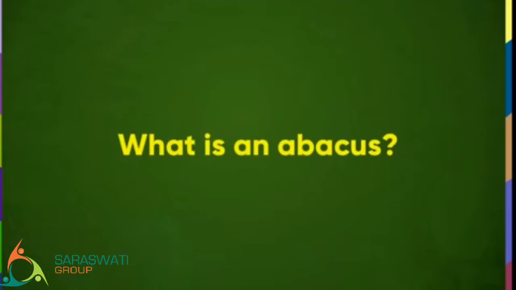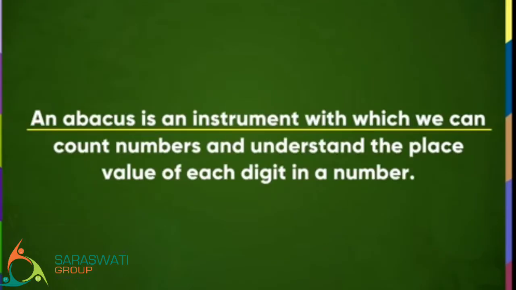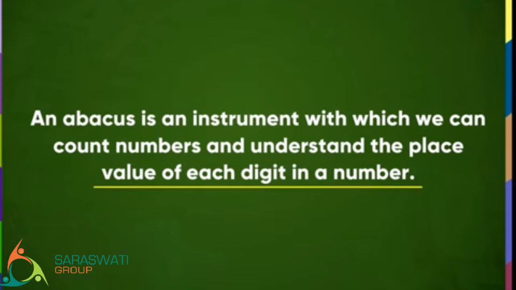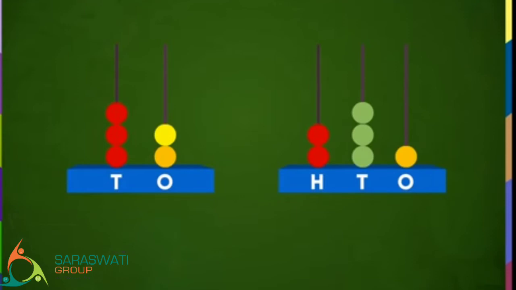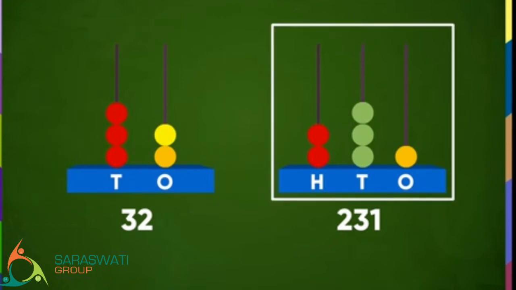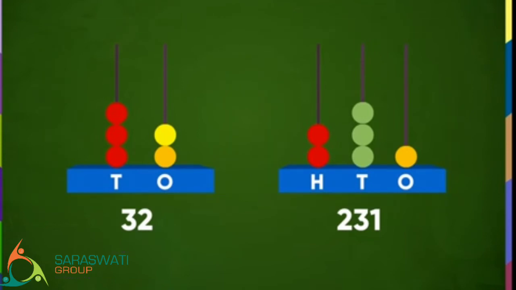Numbers, place value. What is an abacus? An abacus is an instrument with which we can count numbers and understand the place value of each digit in a number. An abacus has spikes depending on the number of digits in a number. To count a two-digit number, we use a two-spike abacus. To count a three-digit number, we use a three-spike abacus. The digits are represented using beads.